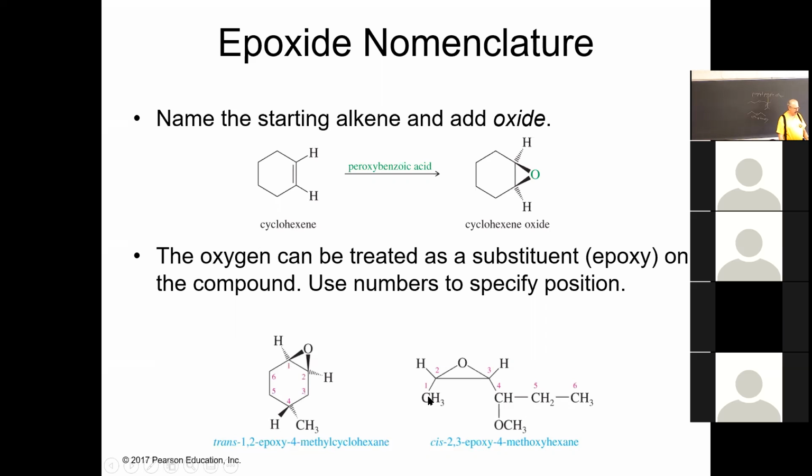For this one, the longest chain is 1, 2, 3, 4, 5, 6, and there's an epoxy group between 2 and 3. There's a methoxy group on 4. So this is cis-2,3-epoxy-4-methoxyhexane. This is cis because you can see both hydrogens are up. If these were switched, then it would be trans.